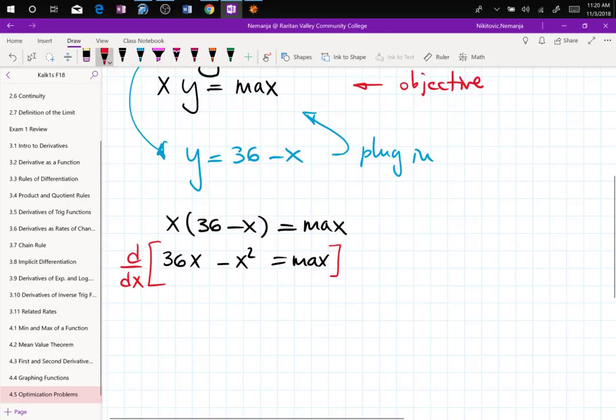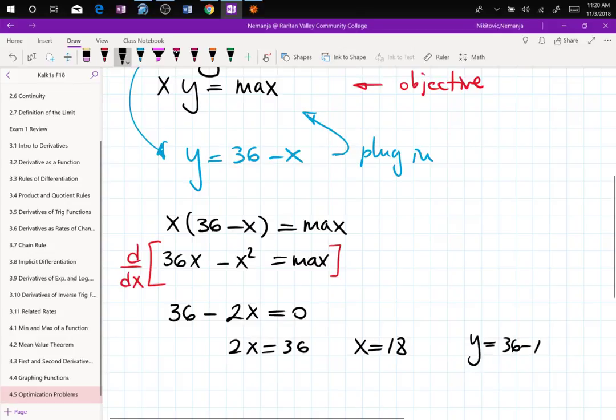See, because when you multiply two numbers, x times y, you're going to get some value which was your max. I don't know, 107, whatever. The derivative of that would be 0. So what we have is 36 minus 2x equals 0. 2x equals 36. X equals 18. And now I have y equals 36 minus 18, which is also 18.